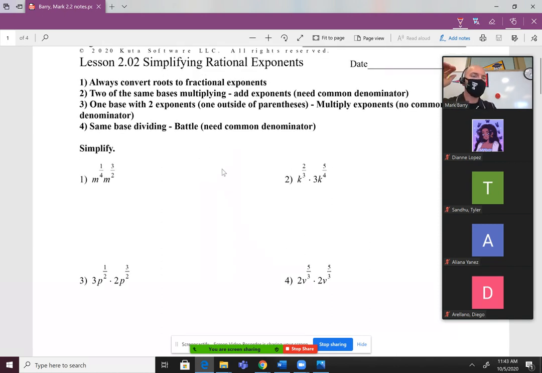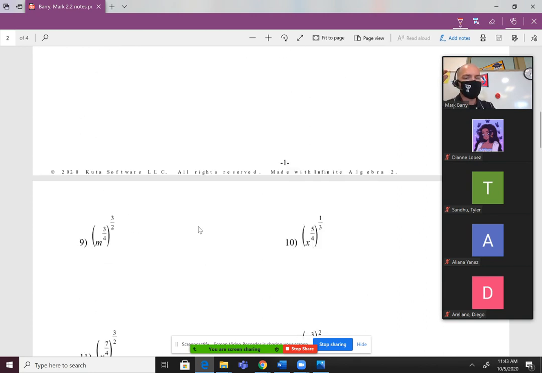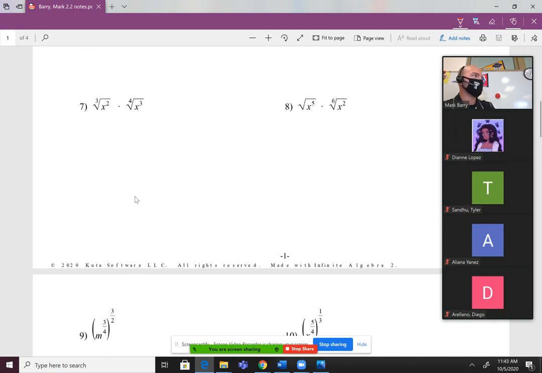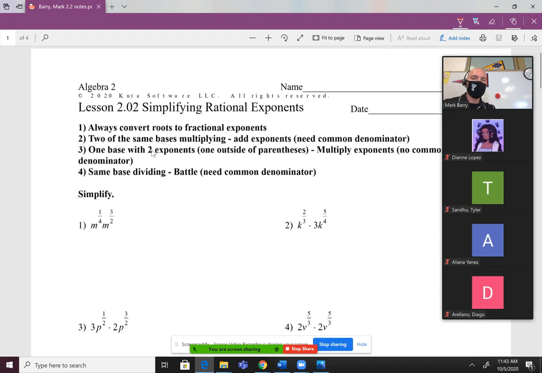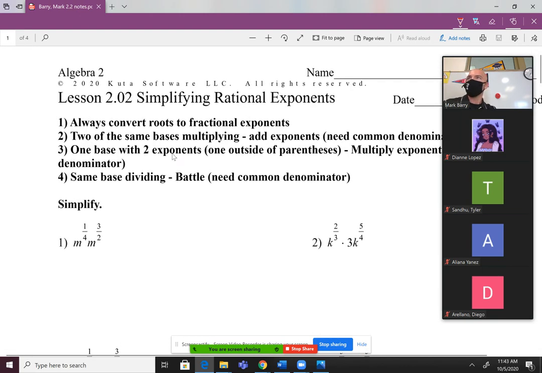So first of all, you want to always convert roots into fractional exponents. The fractional exponents, or rational exponents, are what we want, okay? So we see here everything's already given in fractional exponents in these first four. We're going to see some coming up. I can even scroll down here where they give it to you in roots. We're going to be switching those into fractional exponents. So that's step one. Always convert to fractional exponents, okay?